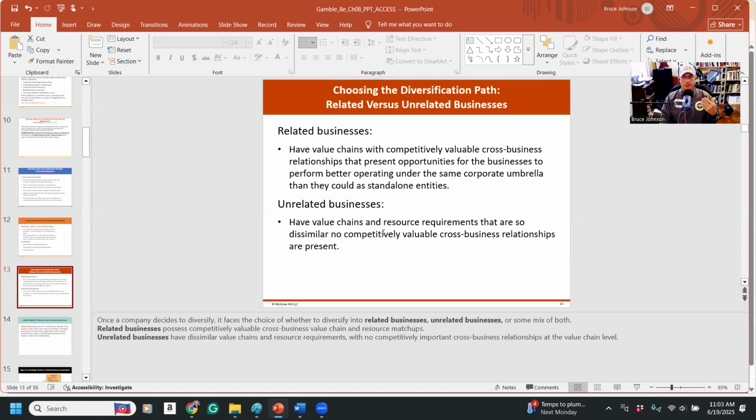But then you have unrelated businesses. In unrelated businesses, you have value chains and resource requirements that are so dissimilar that no competitively valuable cross-business relationships are present. Okay, now again, in most business schools, the school of thought is you should not go into an unrelated business, especially a business that has a different value discipline, because you'll get an absolute culture clash. Imagine you have two firms, one has 10,000 people and they're going after a seemingly unrelated firm with 1,200 people.